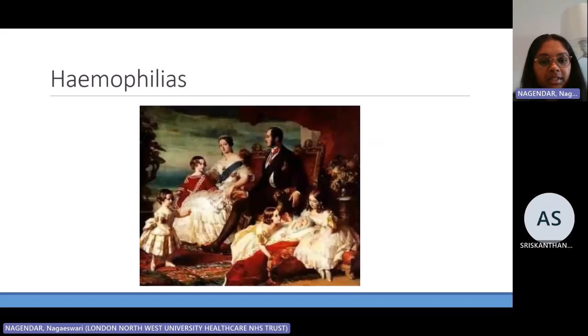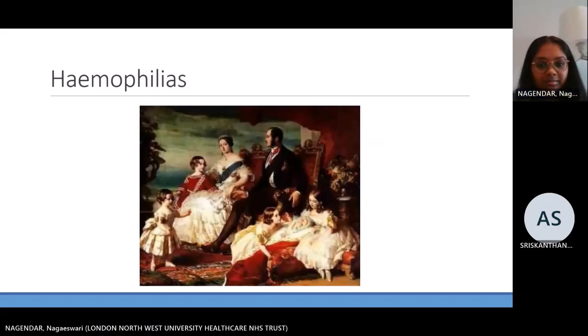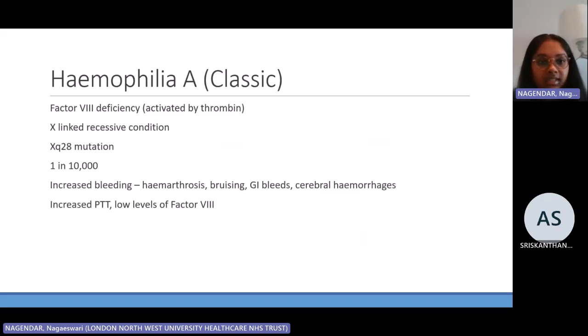Now, this picture is of one of the royal families, and haemophilia was very common in, I think, the Russian and the British royal family a few hundred years ago, due to the consanguineous relationships. And haemophilia is an X-linked condition, which meant that it would often skip generations, but it was very common in these royal families. So we'll start with the classic haemophilia, which is Haemophilia A.